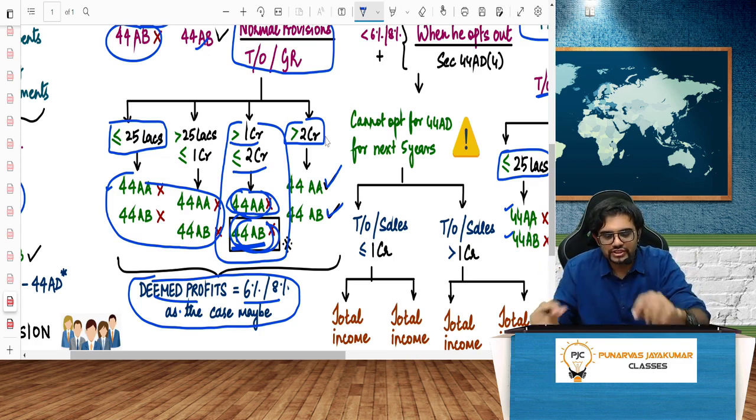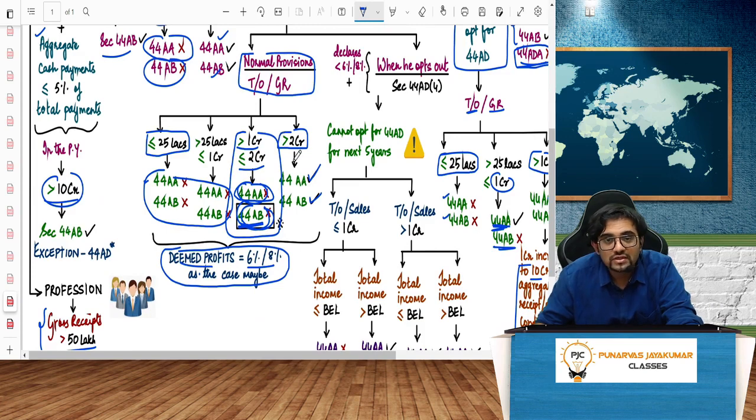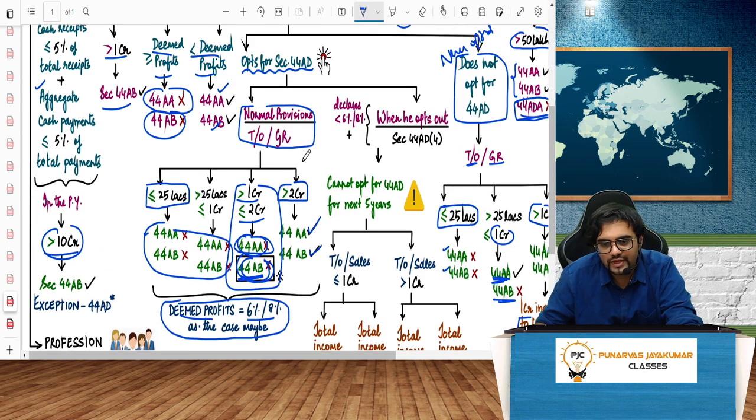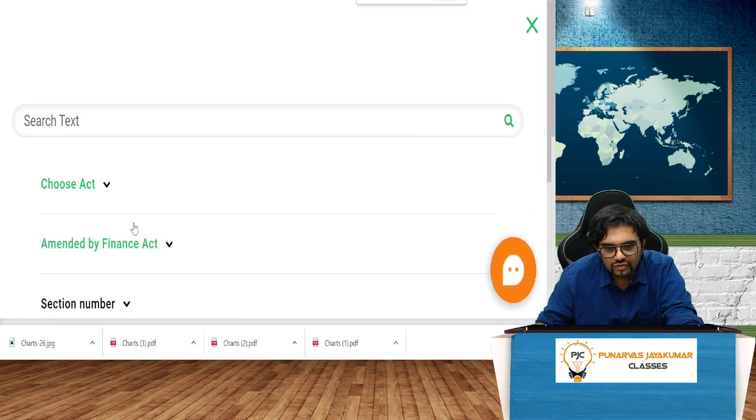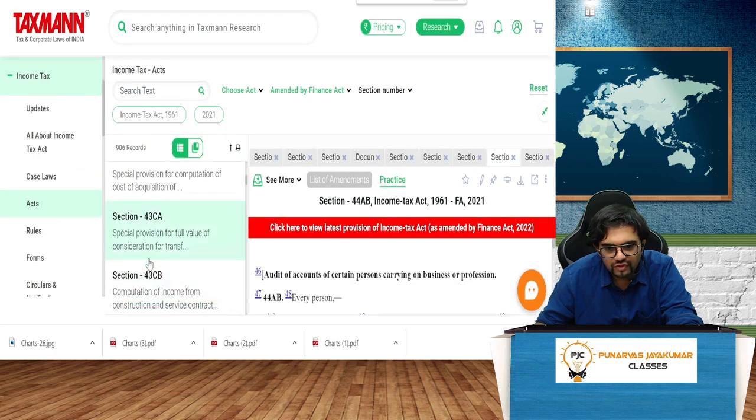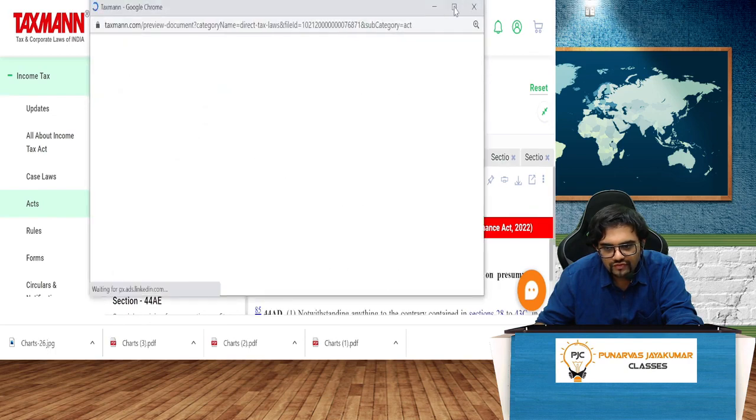Combined reading of the section. Even though your deemed profits are normal, 6% to 8%. Okay. Now, one more deadly one. 44AD(4).